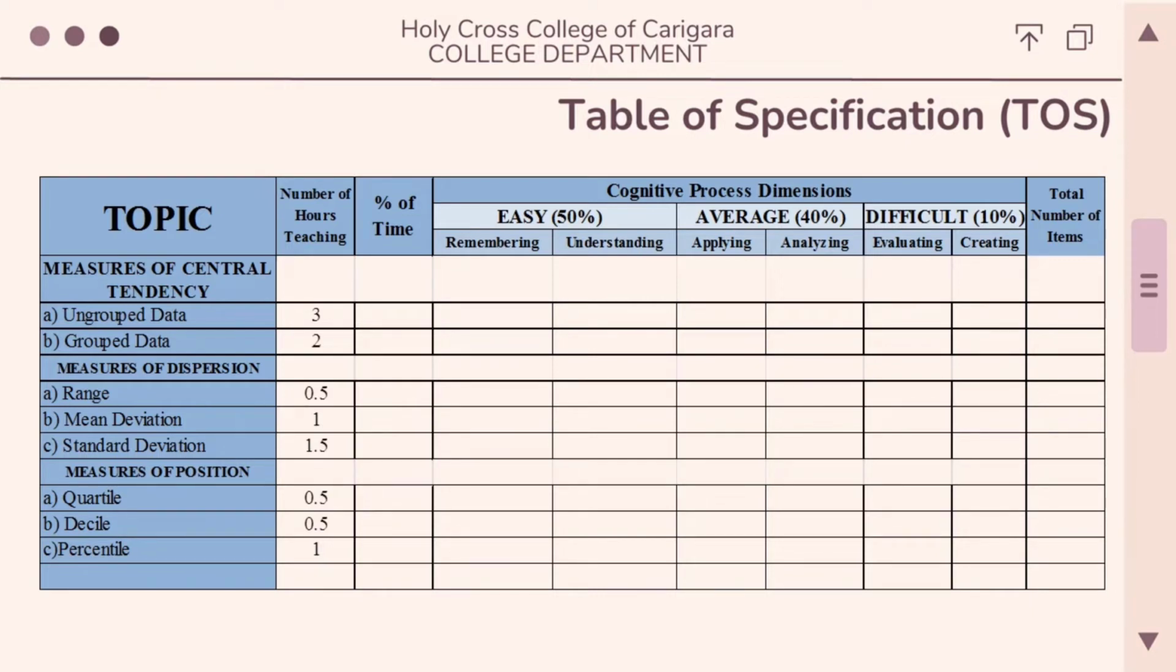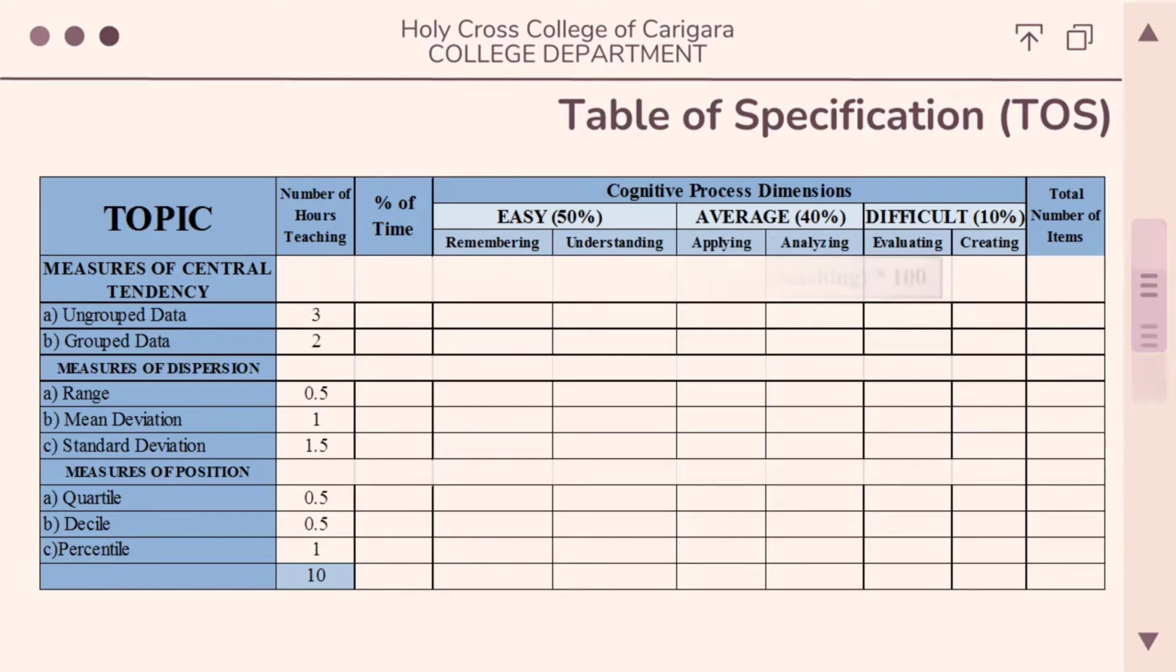Then, we will get the total number of hours taught. That is a total of 10 hours. Therefore, in these particular chapters, we have spent 10 hours of discussion. This total number of hours is very important as it will be our stepping stone in getting the percent of the total time, and so we can know how many items we are going to make for each topic.